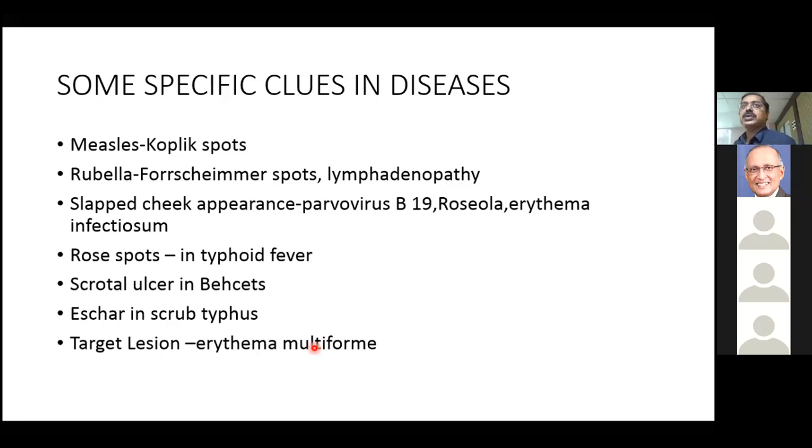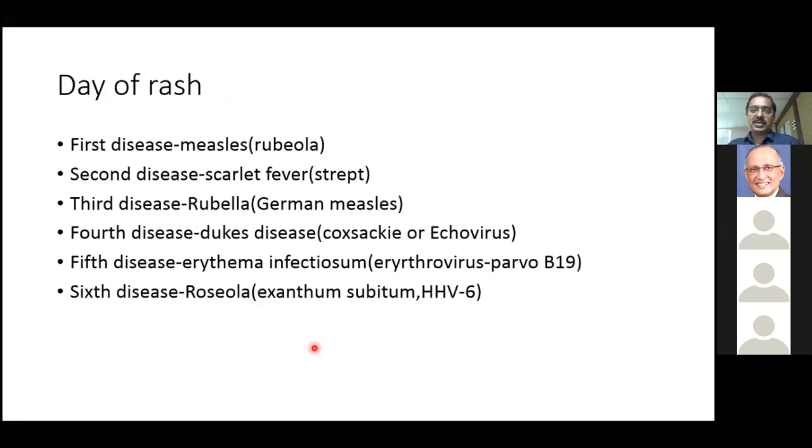Typhoid fever, you can actually get a maculopapular rash with rose spots on the abdomen. A scrotal ulcer or a genital ulcer, you can get in Behçet's disease. Eschar, if you see, it is probably scrub typhus, and a target lesion is more likely to be an erythema multiforme. These are some things which I could collect as specific to certain diseases, but most of the other patients do not come with this sort of a presentation. They come to you with a rash and you are supposed to diagnose it.